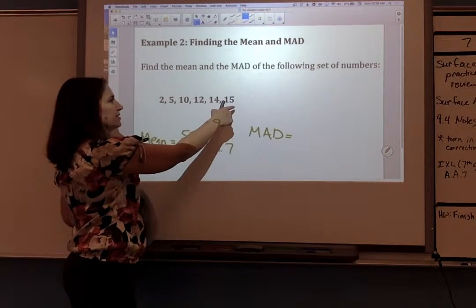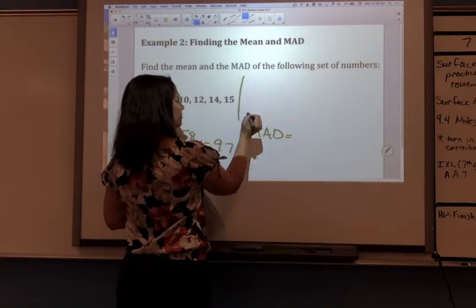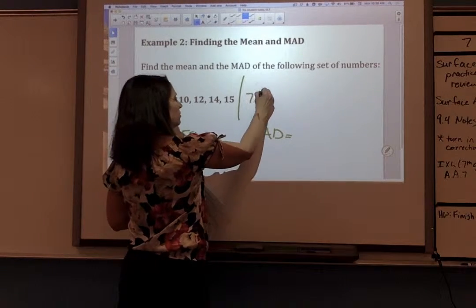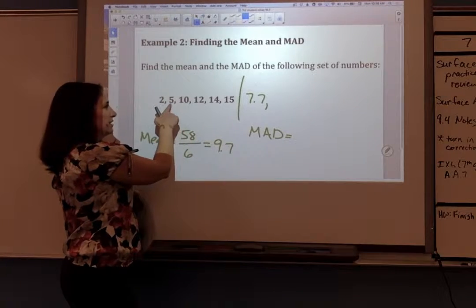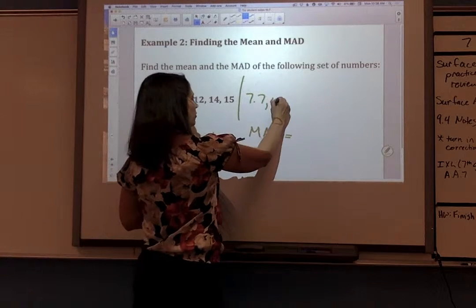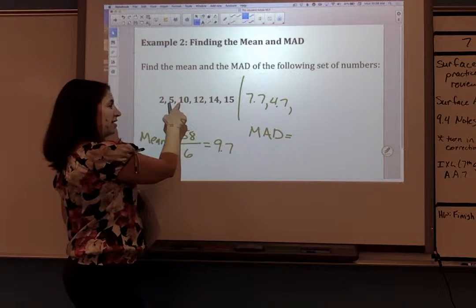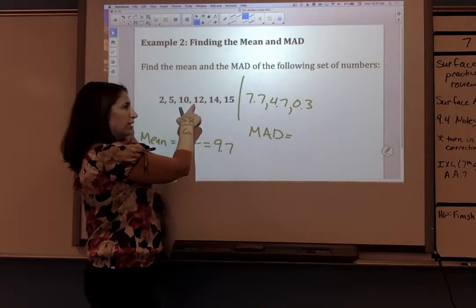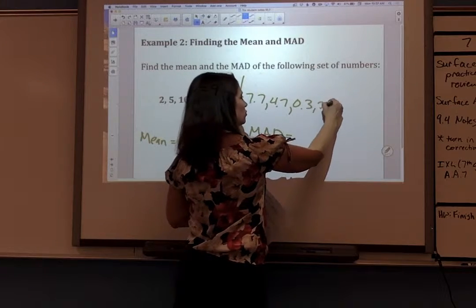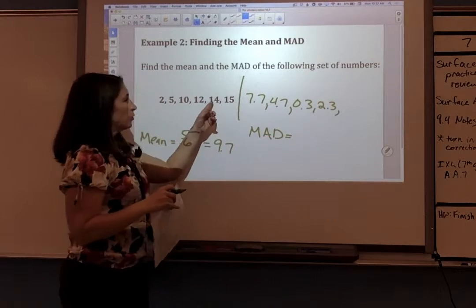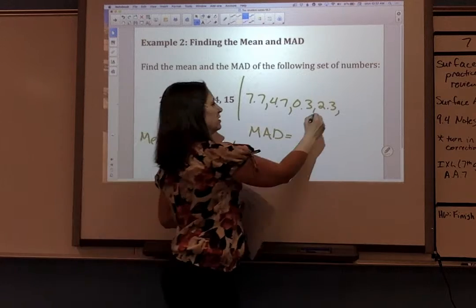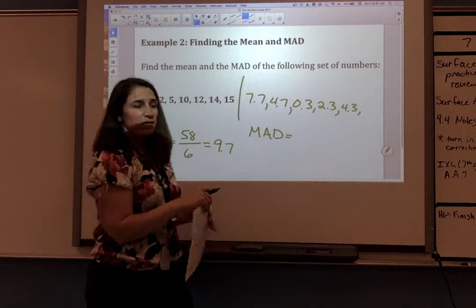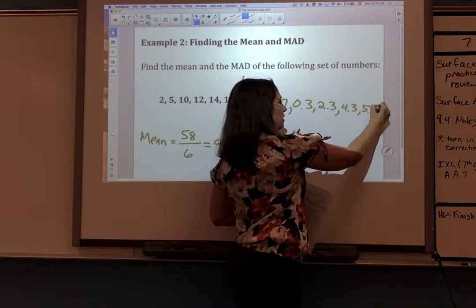Okay, so I'm going to list the 6 numbers over here. So 9.7 minus 2 is 7.7. 9.7 minus 5 is 4.7. 10 minus 9.7 is 0.3. 12 minus 9.7 is 2.3. 14 minus 9.7 is 4.3. And 15 minus 9.7 is 5.3.